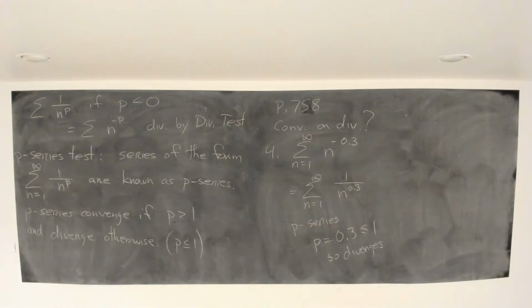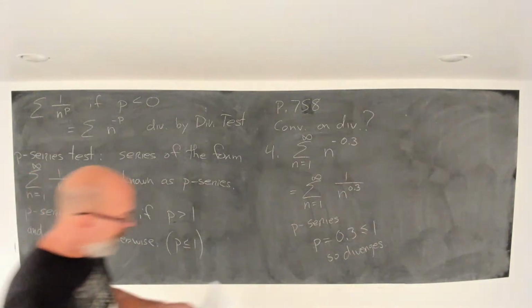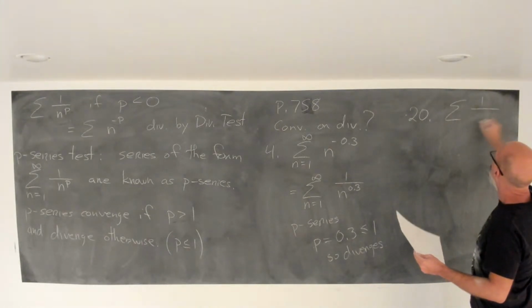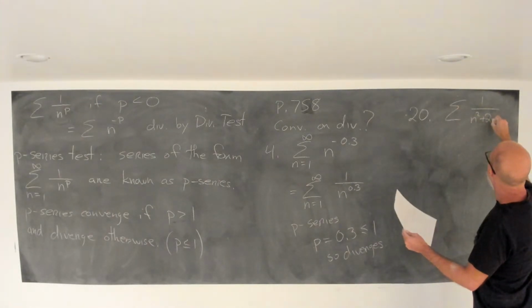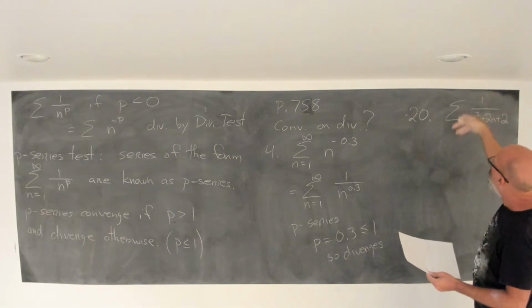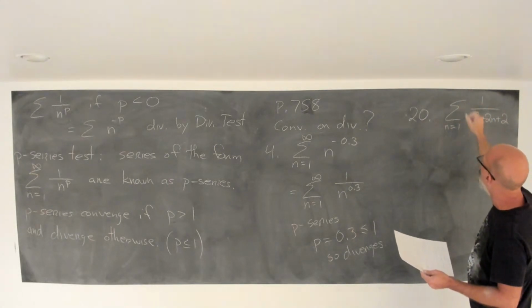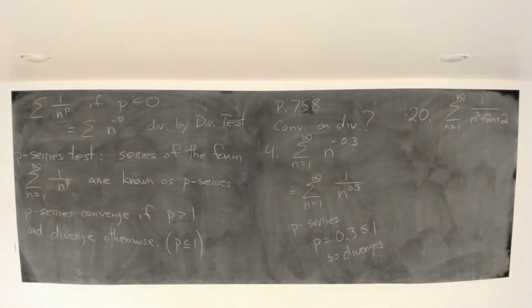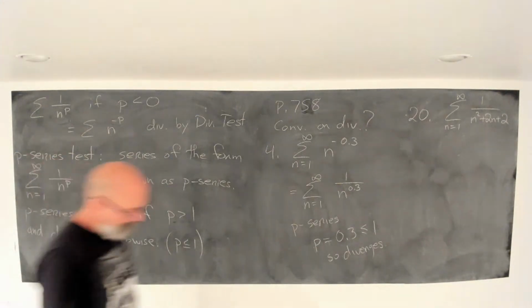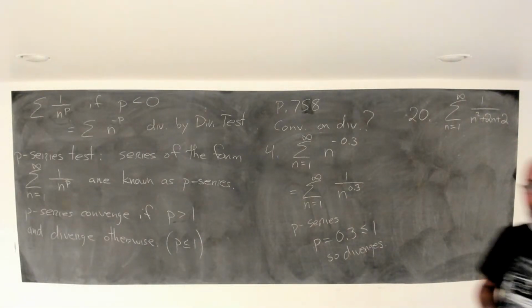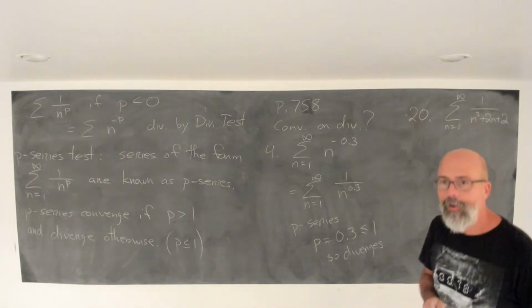Let's do one more. 1 over n squared plus 2n plus 2. I haven't even written down the starting point here, and it doesn't matter. Start it wherever you want. Usually start it at the smallest value, which makes sense. So let's discuss convergence or divergence of this series, and then we'll end it there for the day.